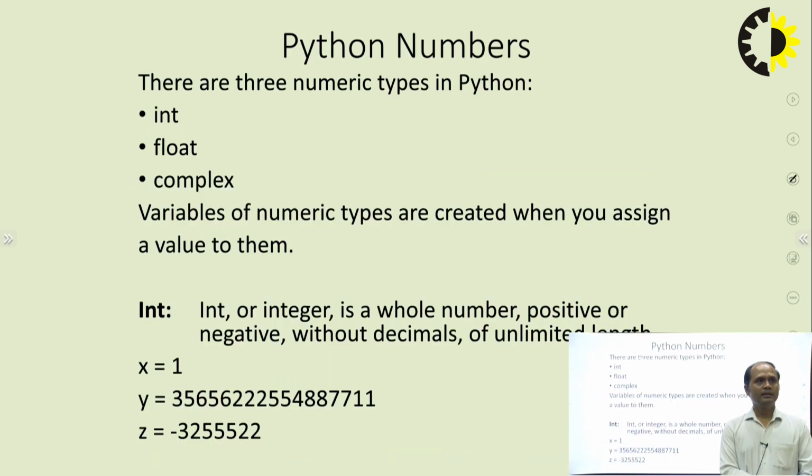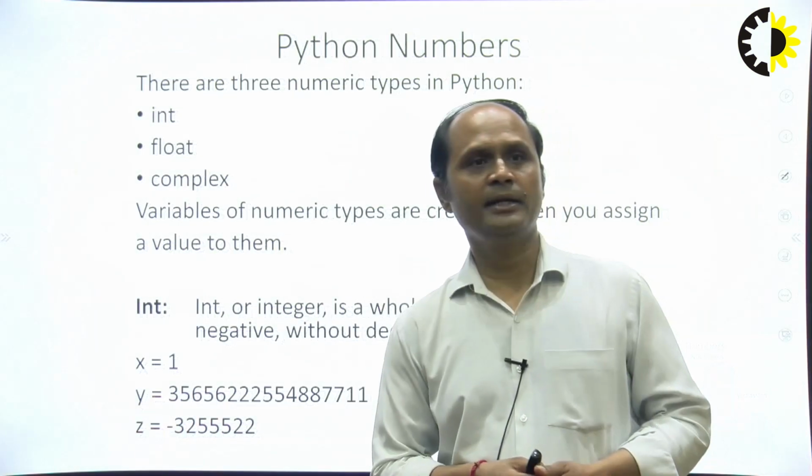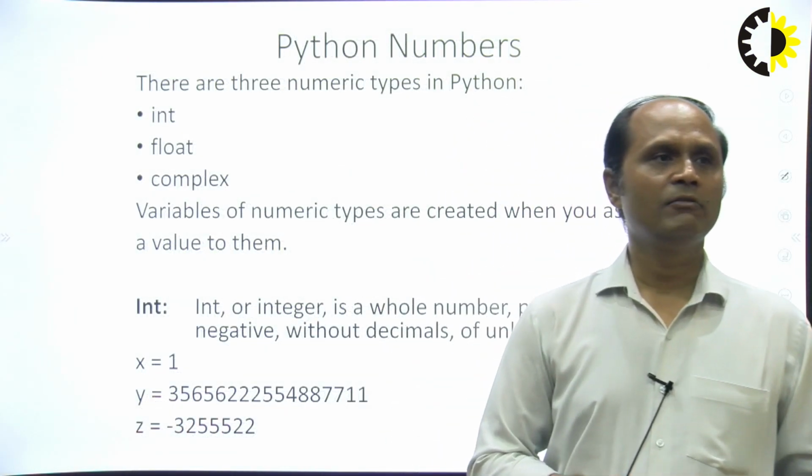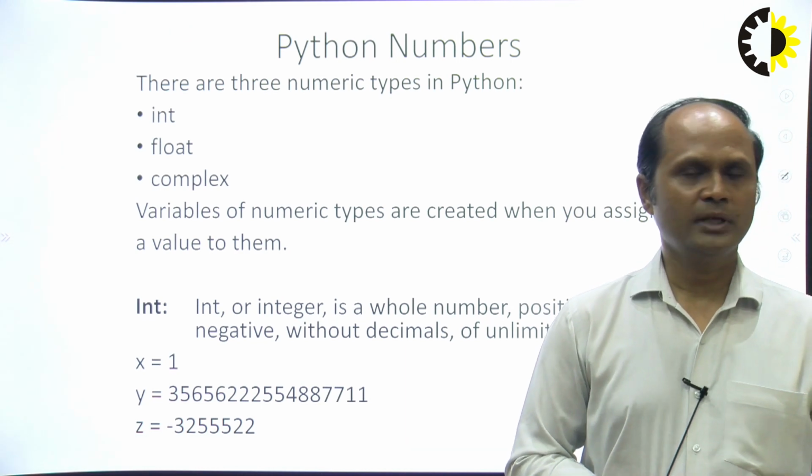What are Python numbers? In Python, there are three numeric types: integer, float and complex. Variables of numeric types are created when you assign a value to them. Suppose x is equal to 1.